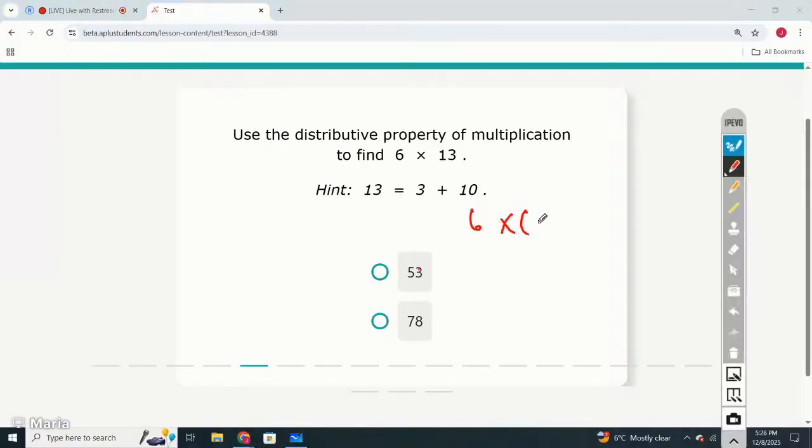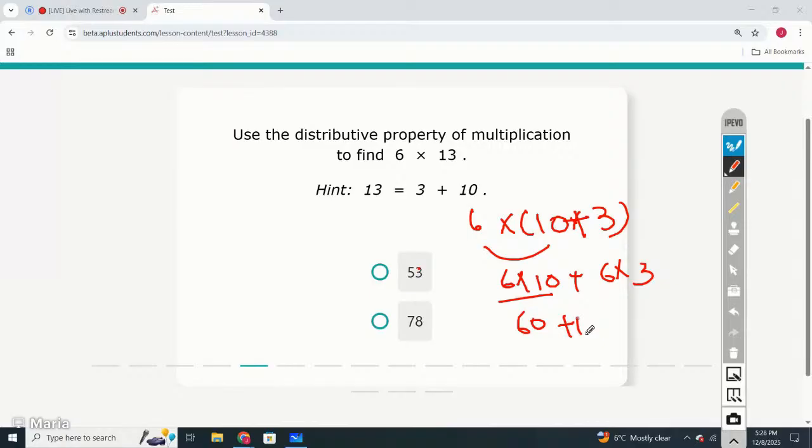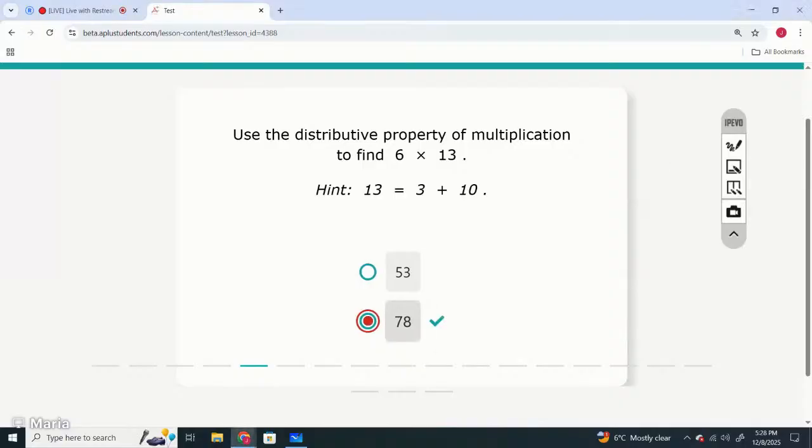So let's just write 13 as 10 plus 3. Now we have to do 6 times 10 plus 6 times 3. 6 times 10 is 60 and 6 times 3 is 18. So 60 plus 18 is equal to 78. Option number 2 is the correct option. 78 it is.